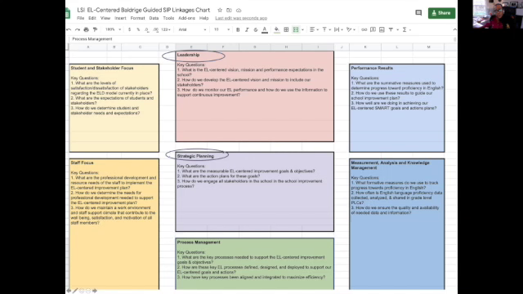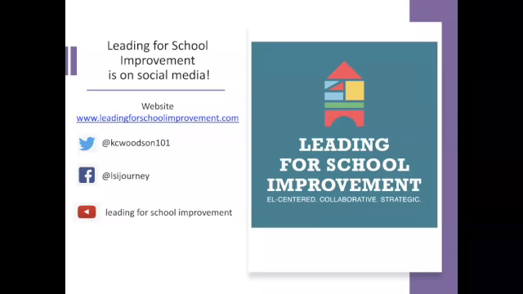Our effective use of staffing is also connected to the strategic planning leadership category. And so clearly we want to make sure that we are utilizing our staffing in a way that supports our school improvement goals that are EL centered.